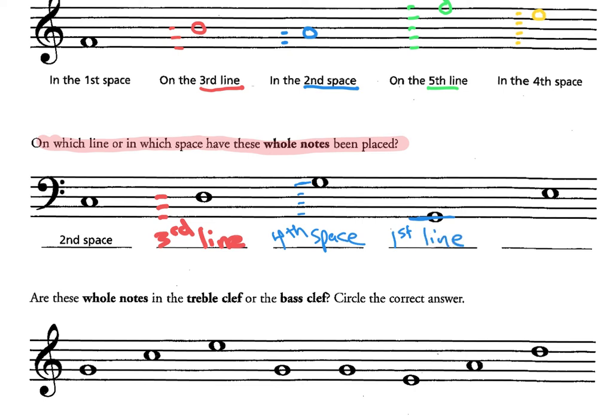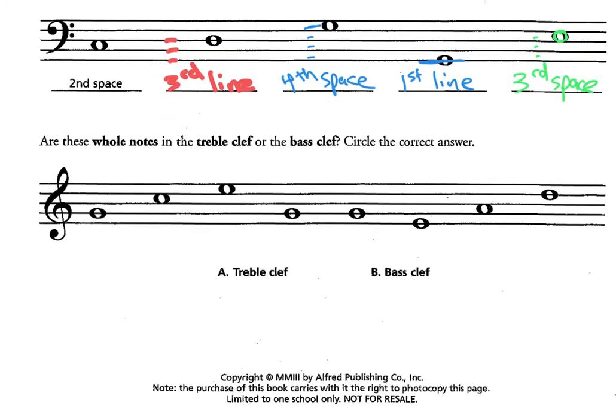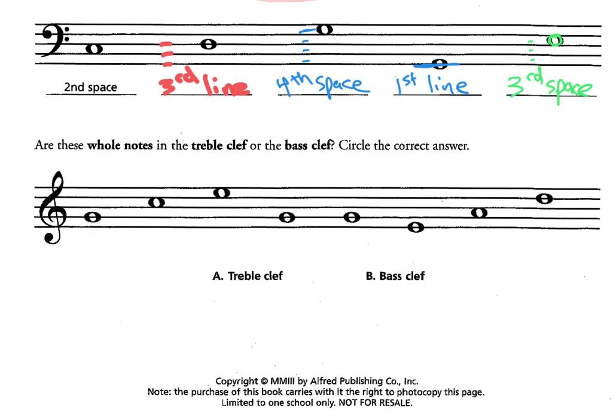And what about this last one here? So it appears to be in a space. Which one? 1, 2, 3. The 3rd space. Beautiful. Okay, here we go. What's this last part say? Uh-oh. It says, where's my highlighter? Hello, where are you? There it is.